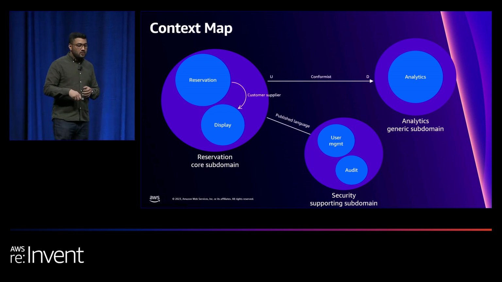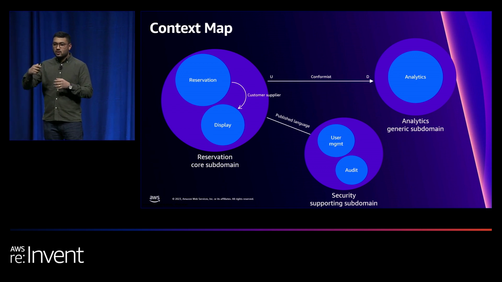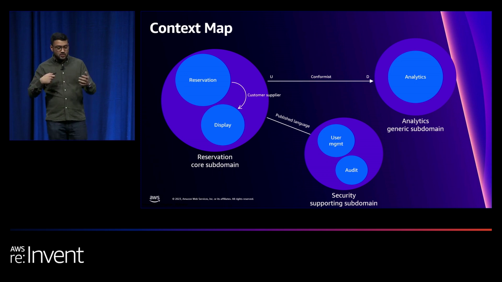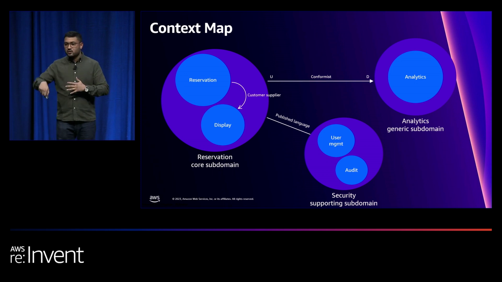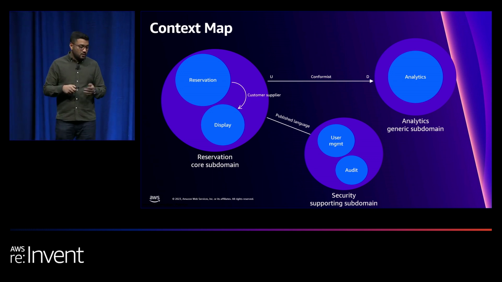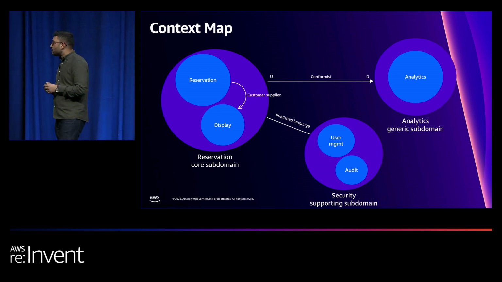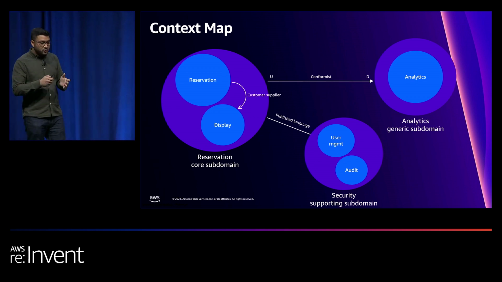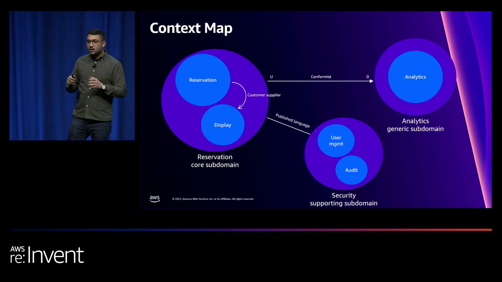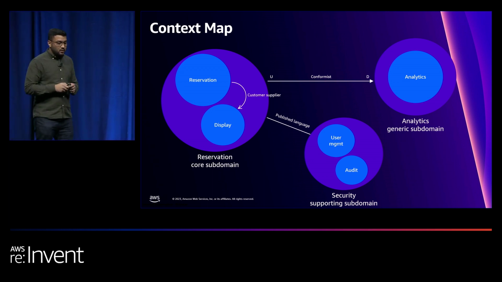The reservation and the display are going to have a customer-supplier relationship, because the moment you break API contracts, the display is going to go down, right? So the teams that are developing reservation and display need to have a customer-supplier relationship. At the same time, analytics and reservation are going to have a conformist relationship, where the core subdomain is basically the upstream and the analytics is downstream, which basically means the analytics is going to figure out, when I get the data from this event, a way to get it transformed in the way they like.